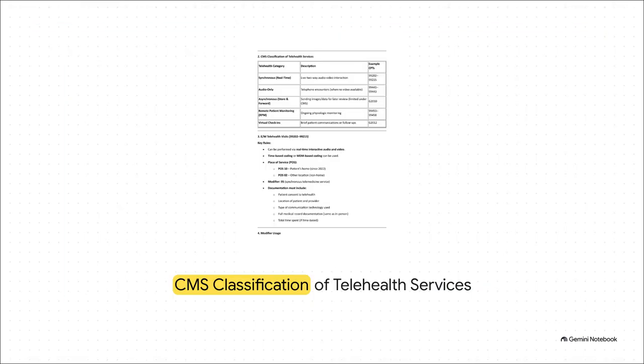Now, CMS categorizes these remote services very strictly. Standard synchronous audio-video services for your 99202 to 99215 visits sit right at the top of the hierarchy. But it's super important to understand that audio-only telephone encounters have their own completely separate category and code set spanning from 99441 to 99443. And sitting even further down the ladder are virtual check-ins, isolated under code G2012. Figuring out exactly where your specific patient encounter falls in this CMS framework is step 1 to clean, accurate billing.